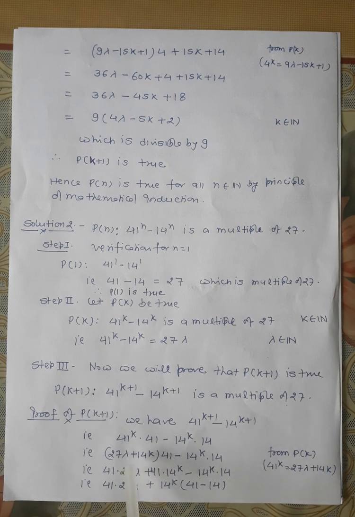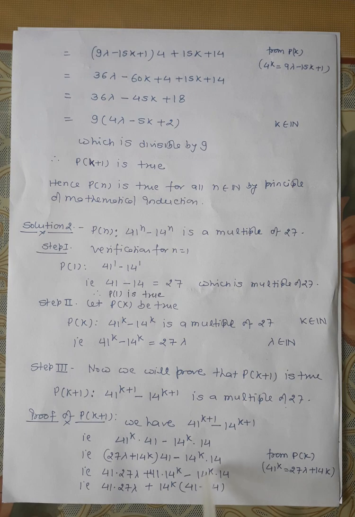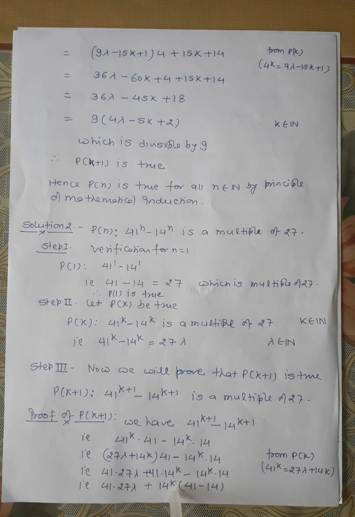My suggestion is, when you put the value of 41 to the power k, always put it in a bracket, as I did, minus 14 to the power k into 14. After simplification, this 41 will be multiplied inside the bracket. The first term will remain as it is. In the last two terms, 14 to the power k is common, so we will take it out: 14 to the power k and 41 minus 14.